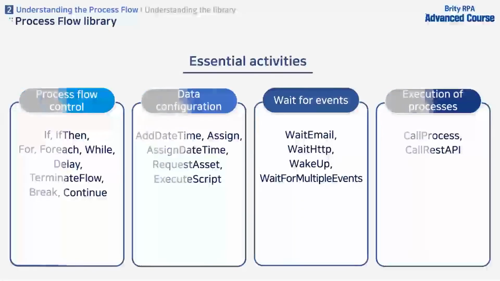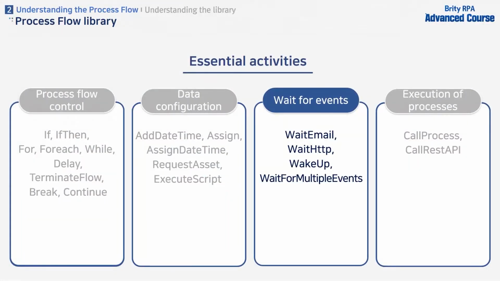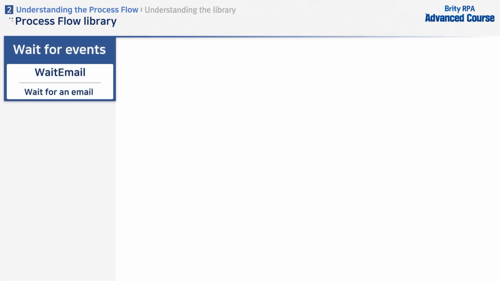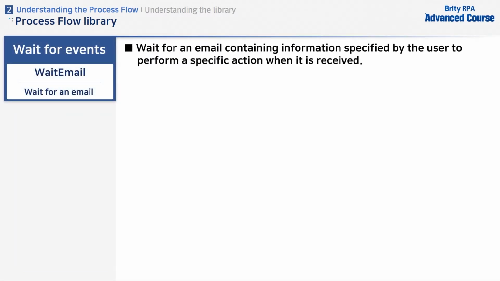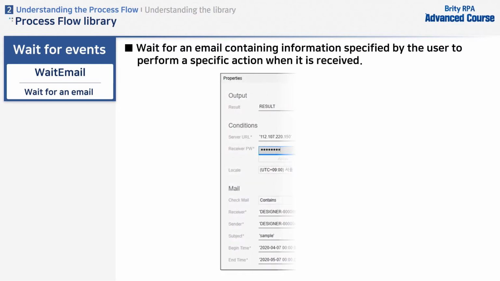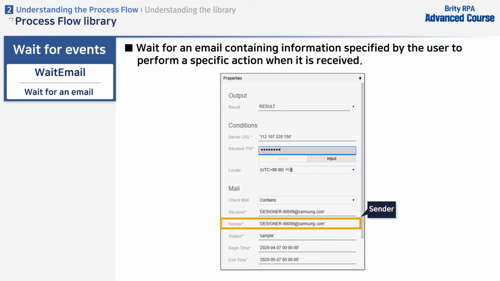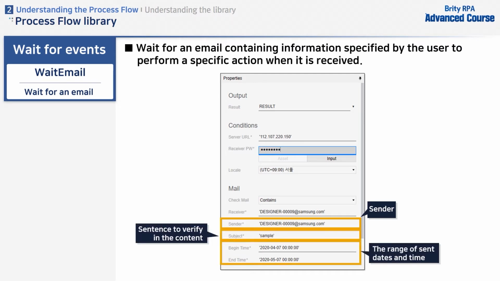Let's continue to take a look at the activities related to waiting of events. First, the wait email activity is used to wait for an email containing information specified by the user to perform a specified action when it is received. By setting the properties, you can specify conditions, such as the sender, sentence to verify in the content, and the range of sent dates and time.